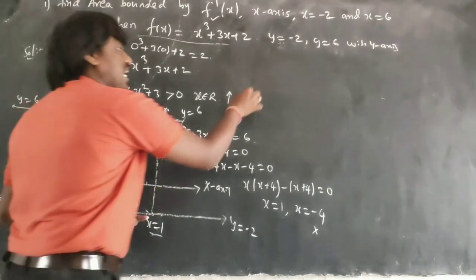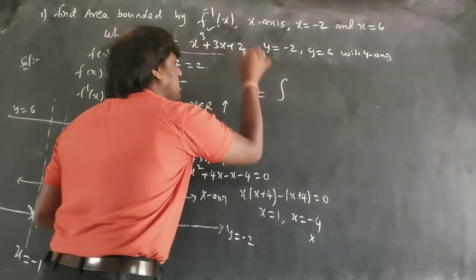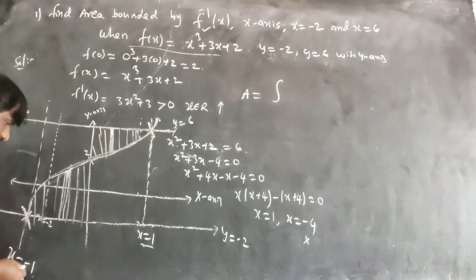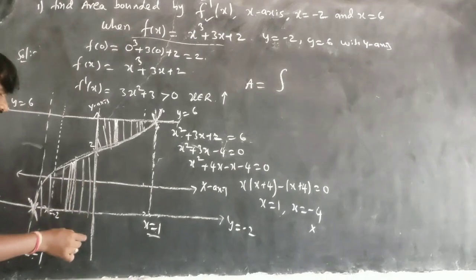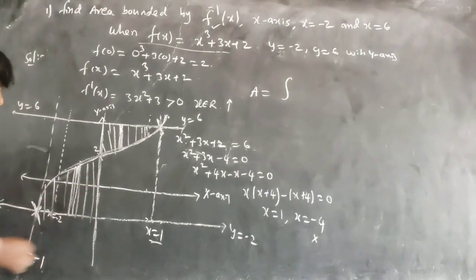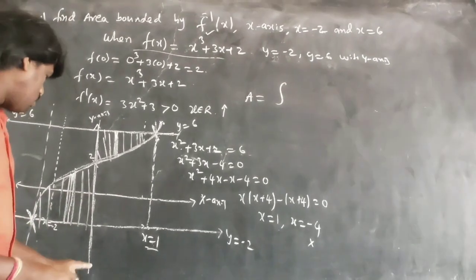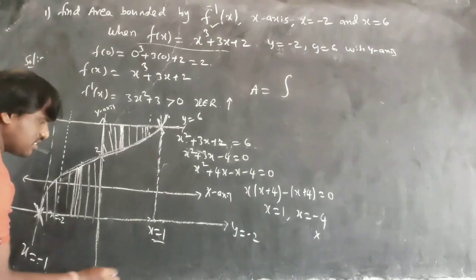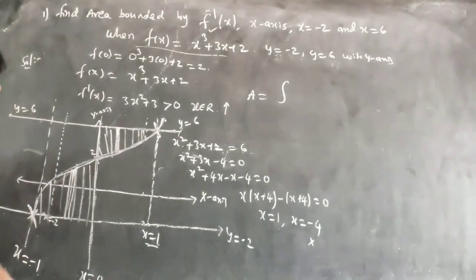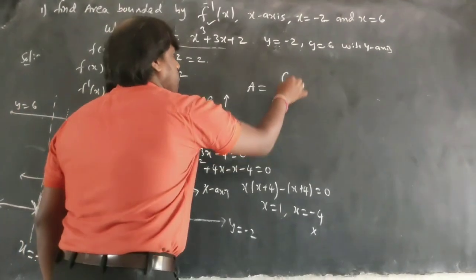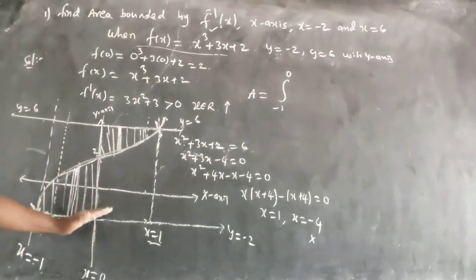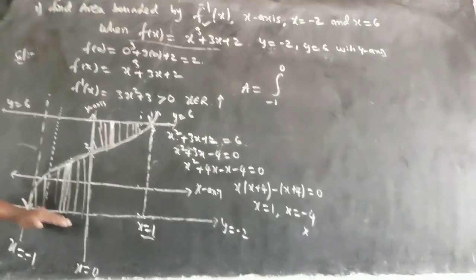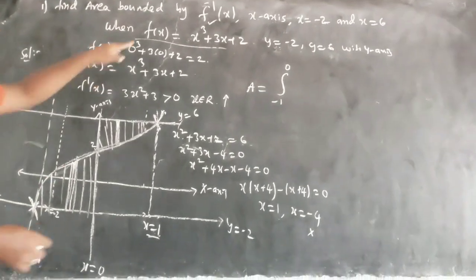So with integration, area is equal to, what is the formula? Integration from minus 1 to 0. This is the y-axis, so this point is 0 right here. So from minus 1 to 0, where this is x is equal to 0 and this is x is equal to 1. I am going to take the integration from minus 1 to 0, upper curve minus lower curve. What is the upper curve here?